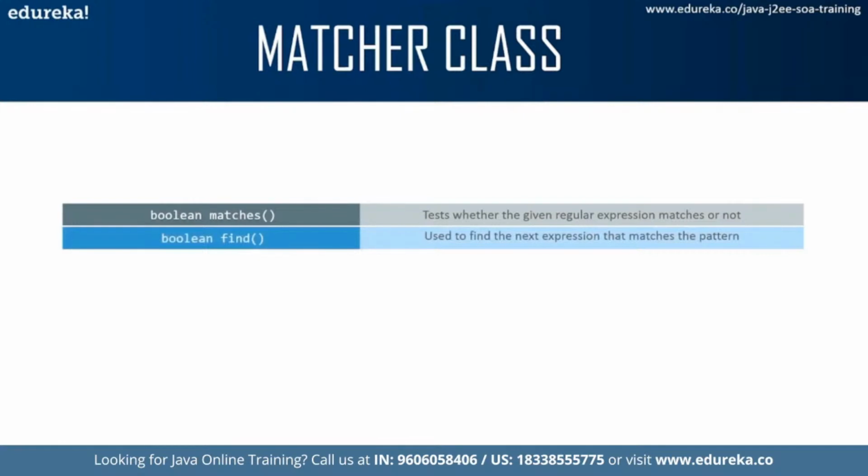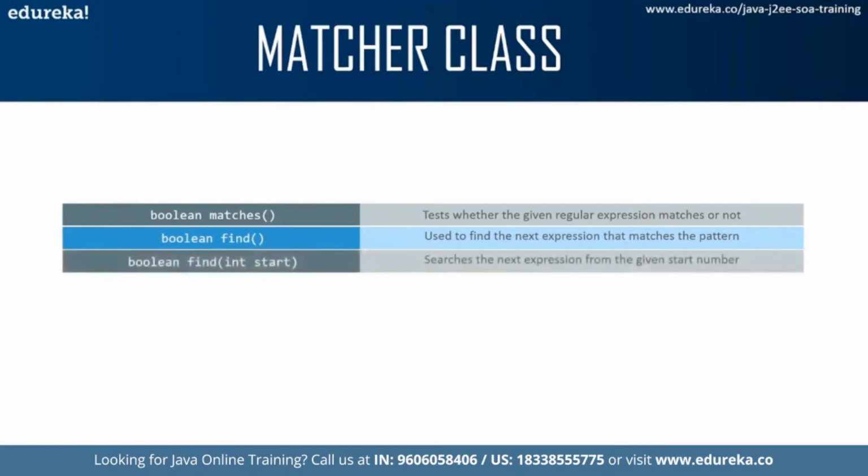So once you get the match, then it will go ahead and find the next expression which will be able to match the pattern or not. If not, it stops there and then it will again go ahead and find the next one. Next, boolean find with int start. So here I'm passing the parameter called start, and by doing this, it will help to search for the next expression from the given start number.